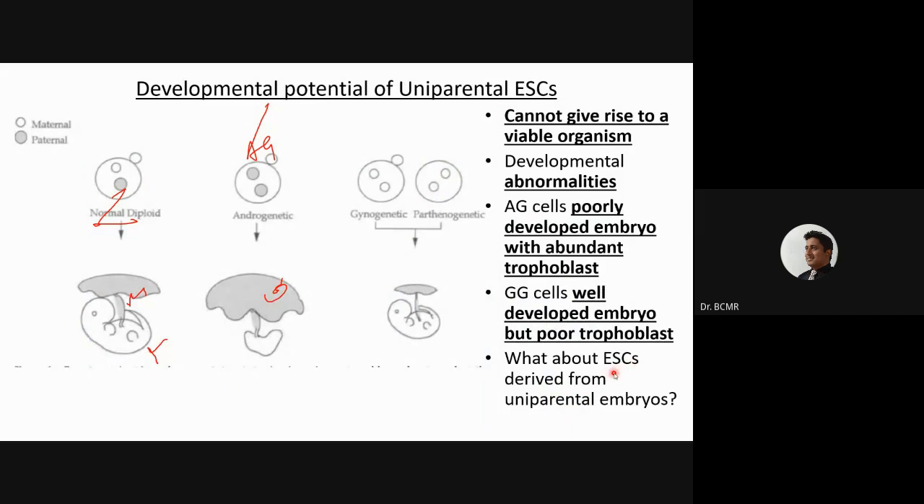Okay. So the next thing is we need to know what can be done with the embryonic stem cells derived from uniparental embryos. At the blastula stage of these uniparental zygotes or embryos, we could take out the ICM and make embryonic stem cell lines. But what can they give rise to is the question here.